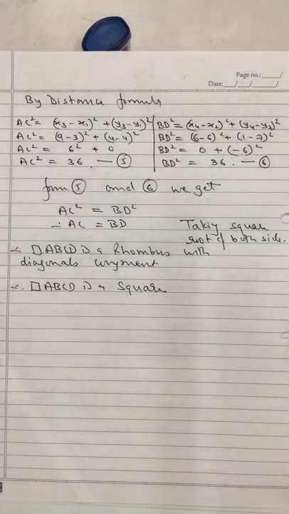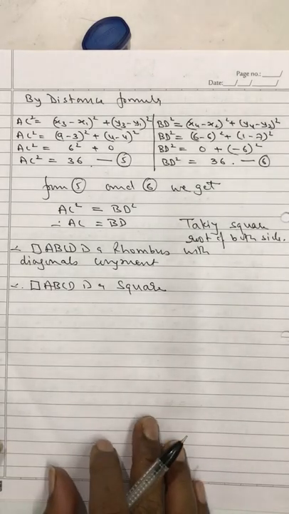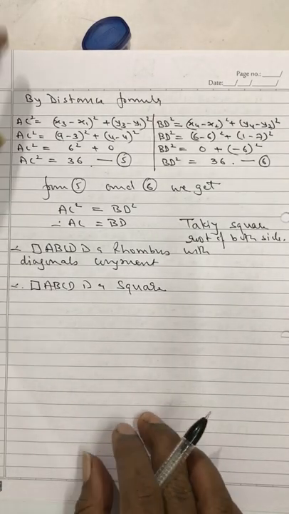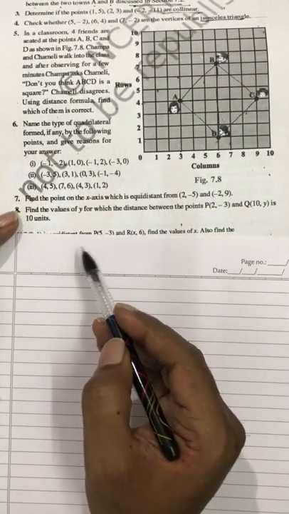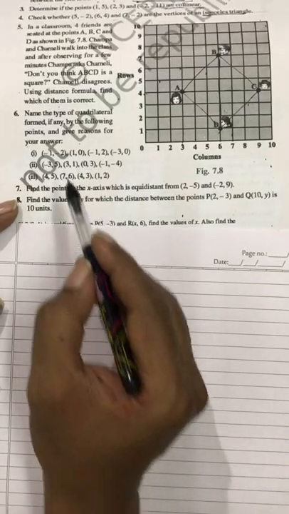This is what you have to do. In this way coordinate geometry is going to play tricks with you. You feel that you have done it, and then you don't know when you have not done it. Now here: name the type of quadrilateral formed, if any, by the following points and give the reasons for your answers. So if this is a quadrilateral, again the same thing you will have to do, my dear students.